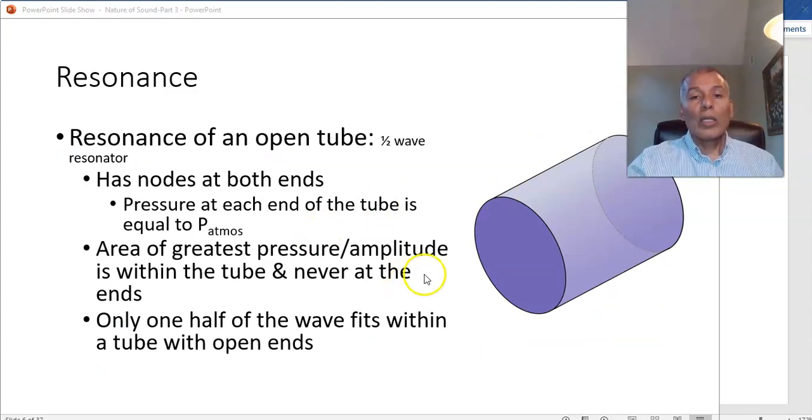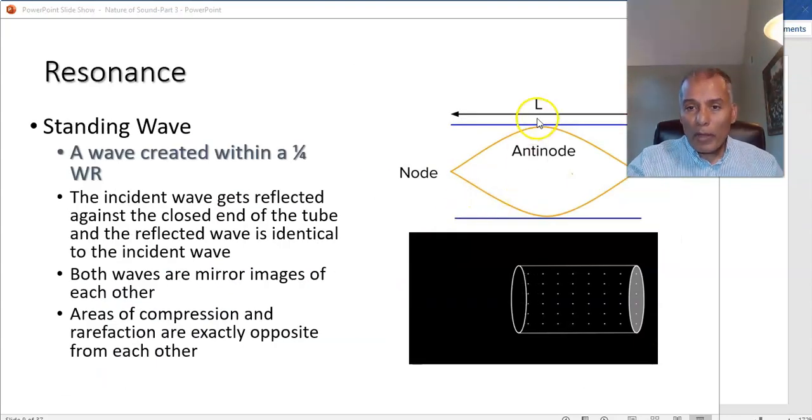The area of the wave that is the highest point of the compression, that is called the antinode. So this is called node, and this is called antinode.